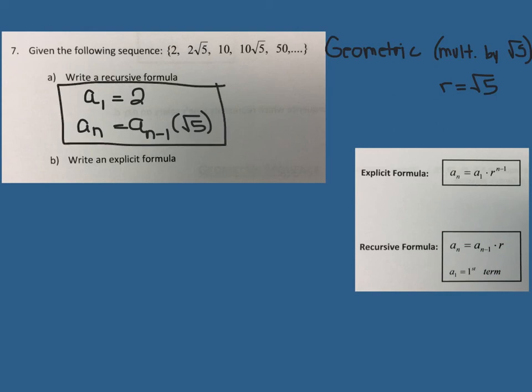Part B wants us to write an explicit formula. We could follow the format right up here. Our explicit formula, a sub n, is equal to the first term times the common ratio to the n minus 1 power. So we could say that a sub n equals the first term, which is 2, times the common ratio, which is radical 5, and we would raise that to the n minus 1 power. So there we go. There's our explicit formula.